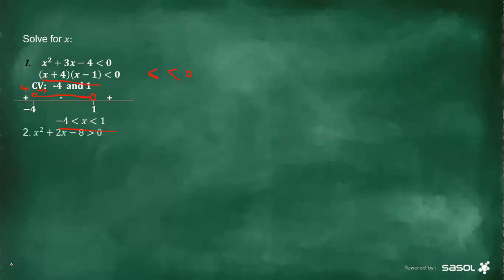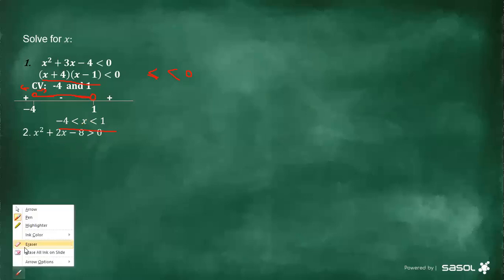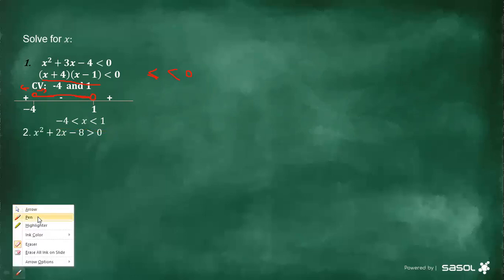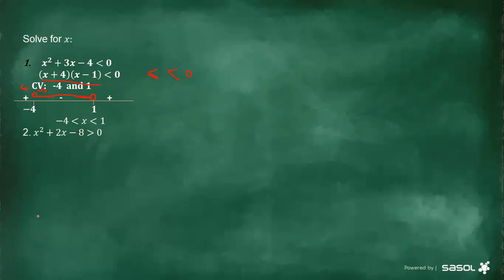And we have another one. Let me just remove this. All right. x squared plus 2x minus 8 is greater than 0. Let's factorize it. After you factorize it, you write the critical values or critical points, which are -4 and +2. Then you draw your number line, you put plus, minus, plus always, and then you put your critical values on the number line, right?